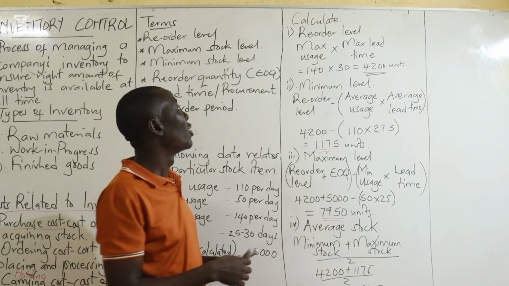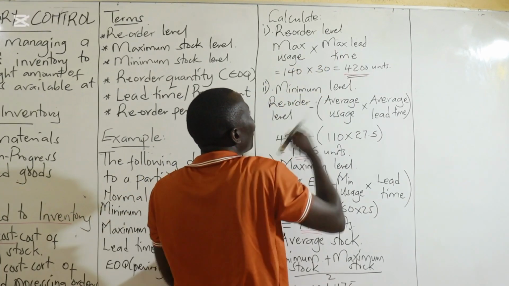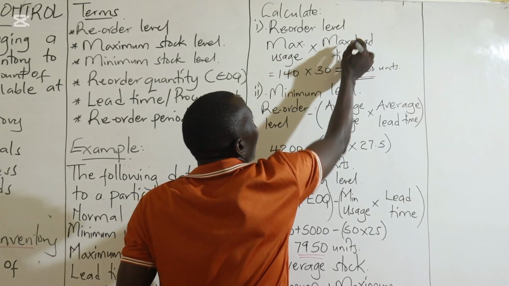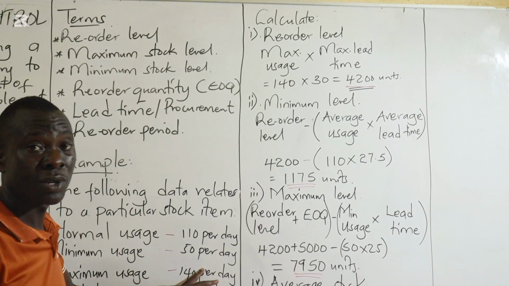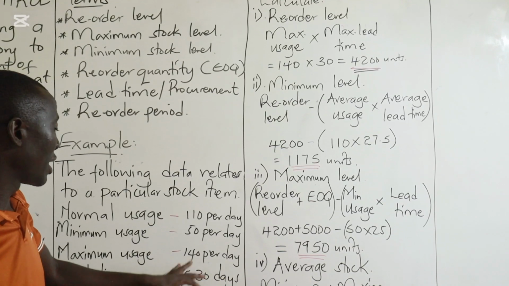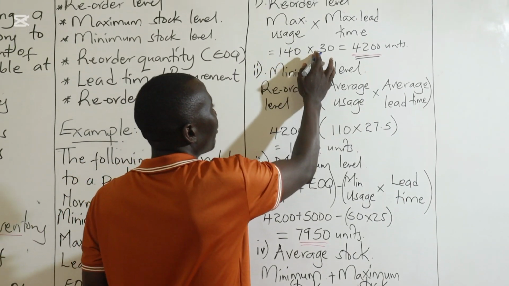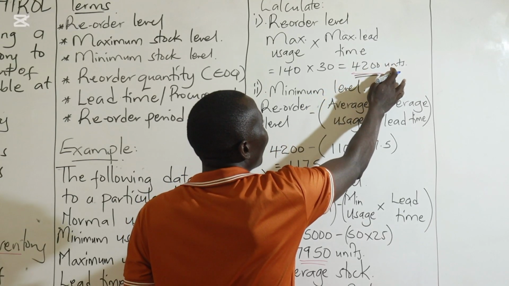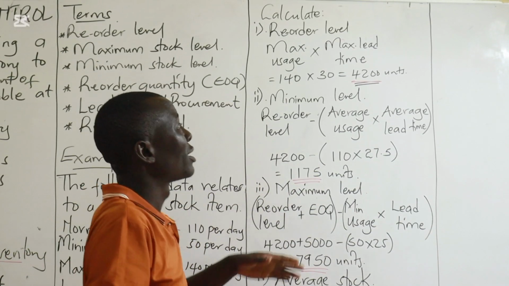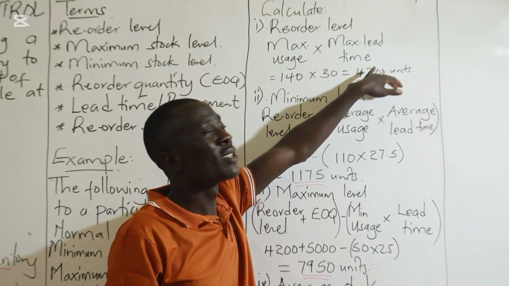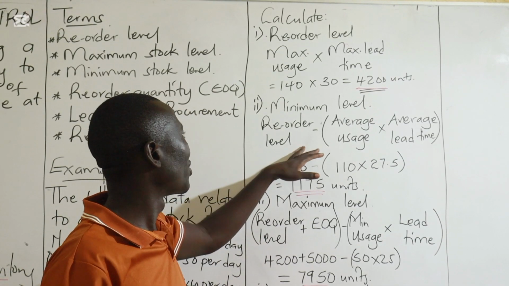Now the reorder level we calculate using this formula: maximum usage times maximum lead time. I'm using max to represent maximum. Our maximum usage from our question here is 140, and our maximum lead time is 30 days, and therefore we multiply 140 times 30, and we get 4,200. This simply means we cannot go beyond 4,200. This is our upper limit. If we hold more than 4,200 at a particular time, then we risk incurring too much holding cost.